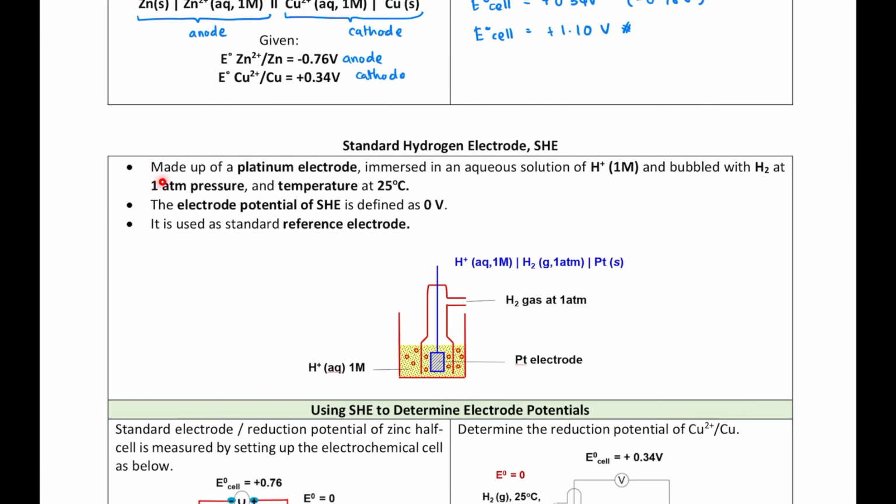So kita tengok. Made up of platinum electrode, and then immersed in an aqueous solution of H+. The concentration of H+ adalah 1 molar, and bubbled with hydrogen at pressure 1 atm and the temperature at 25 degrees Celsius. So as you can see, kita ada 1 molar, kita ada 1 atm, kita ada 25 degrees Celsius. So itu adalah condition at standard condition lah. So that's why ada the word standard depan ni. And then hydrogen electrode.